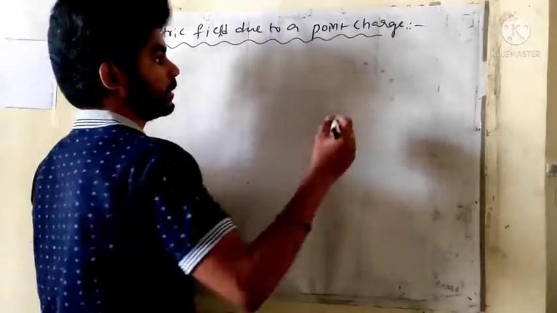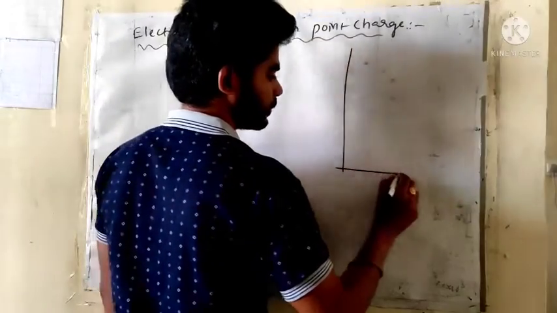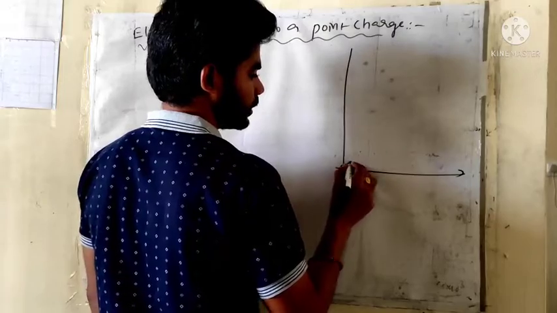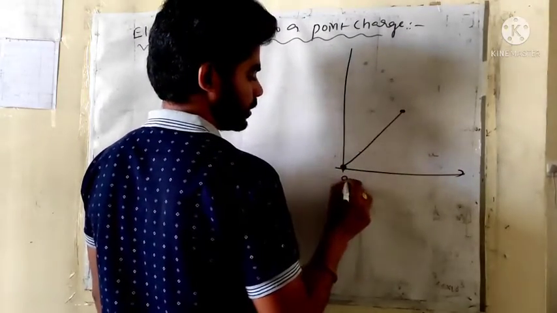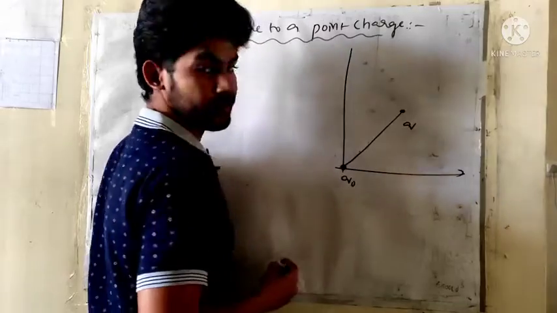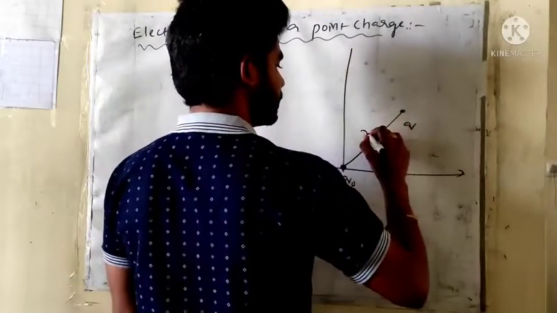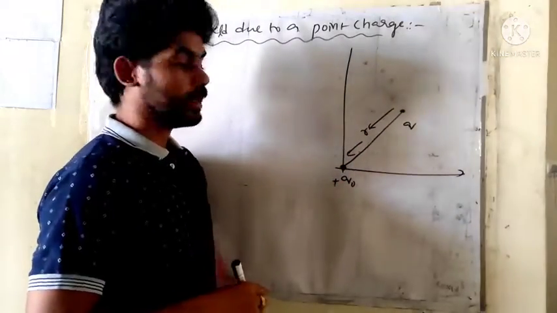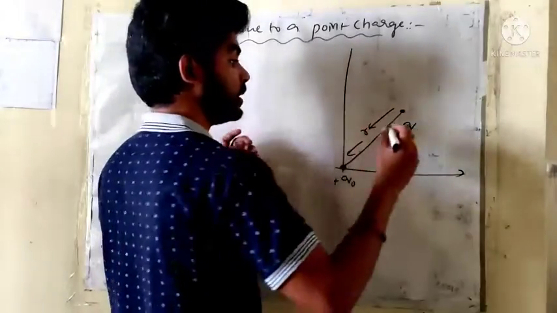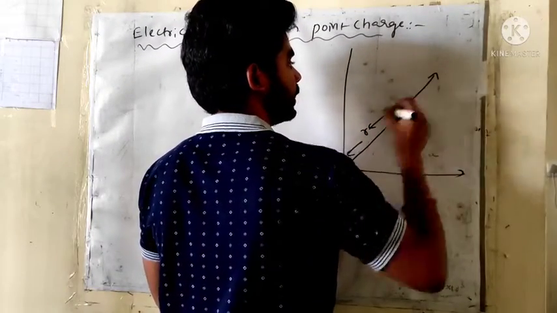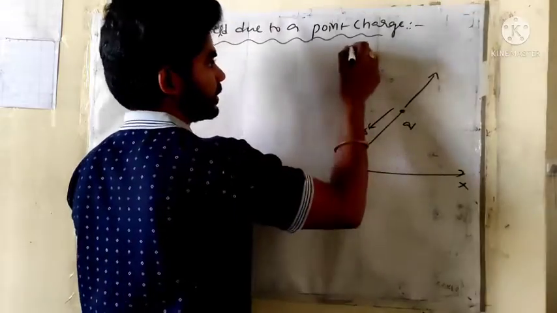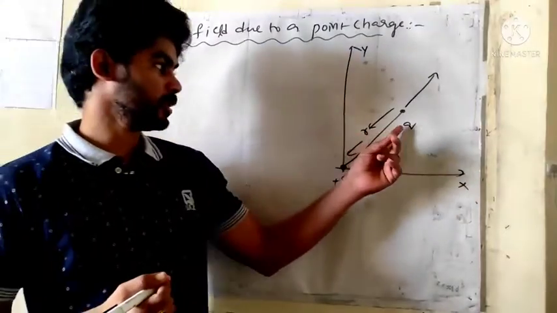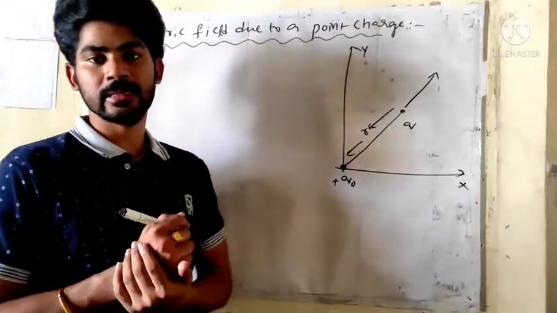Let us consider an xy axis. Let us consider one point charge here, and somewhere here one more point charge, which is the test charge. Both are separated by a distance r. The test charge is always positive. Let us consider this charge also positive, which means the electric force acts in that direction. This is the x axis and this is the y axis. We are discussing only a single point charge.